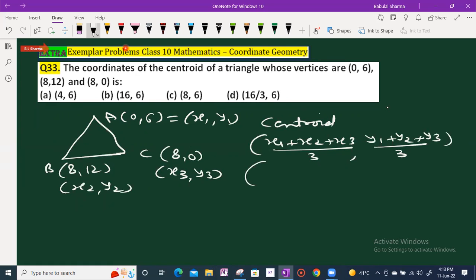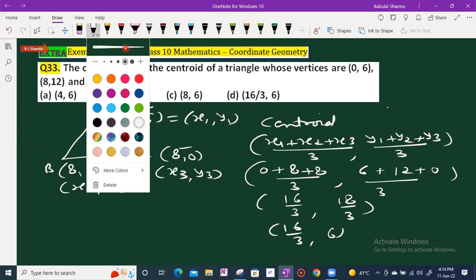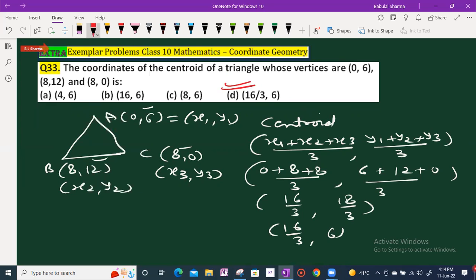So x coordinate will be 0 plus 8 plus 8 upon 3, that is 16 upon 3, and y1 plus y2 plus y3, 6 plus 12 plus 0 upon 3, that is 18 upon 3, that is 6. So that is 16 upon 3, 6. So here E is the correct option.